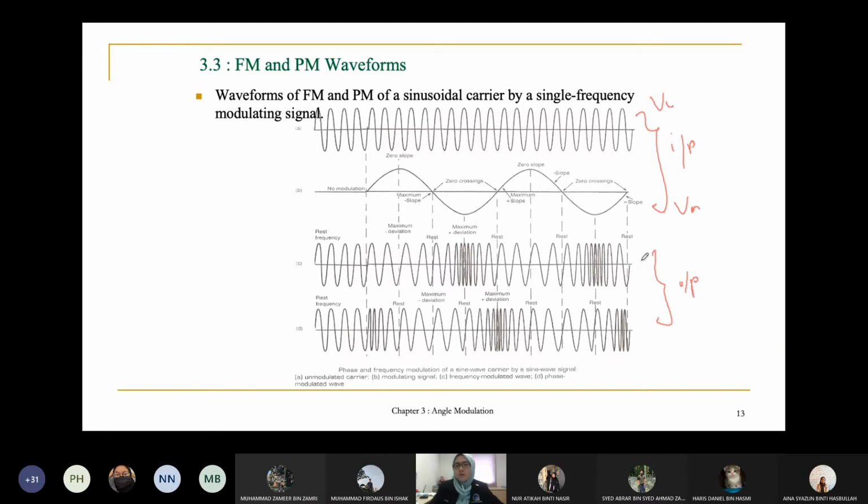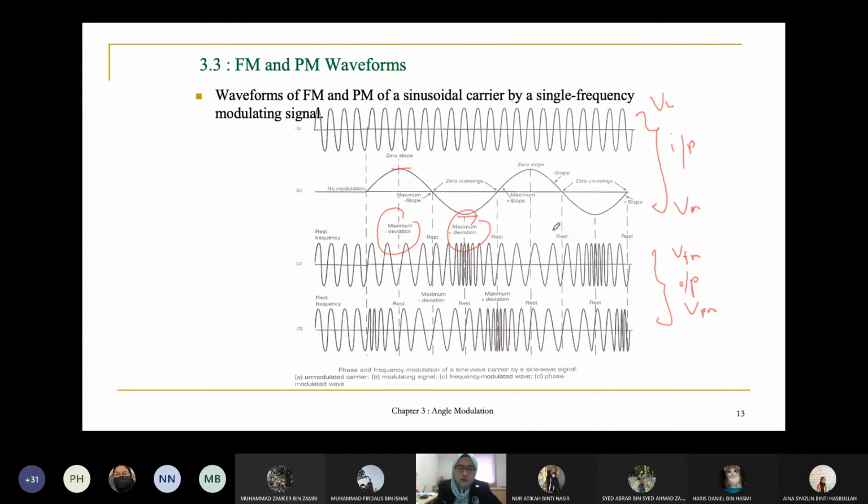Okay, so this is the signal for this one for FM, this one for phase modulation, PM. So you can see the difference over here. For FM, the maximum frequency deviation occurs during the maximum positive and negative peaks of the modulating signal. So you can see that the maximum deviation occurs during the maximum positive and negative peak of the modulating signal.